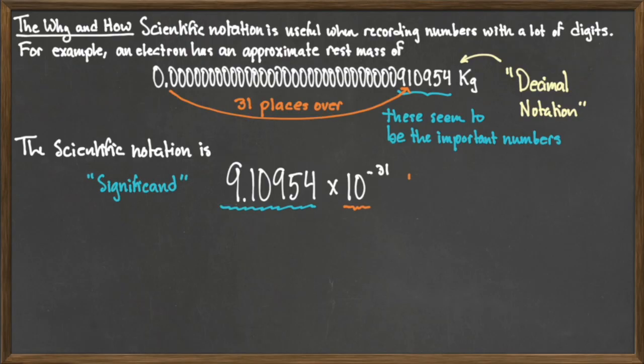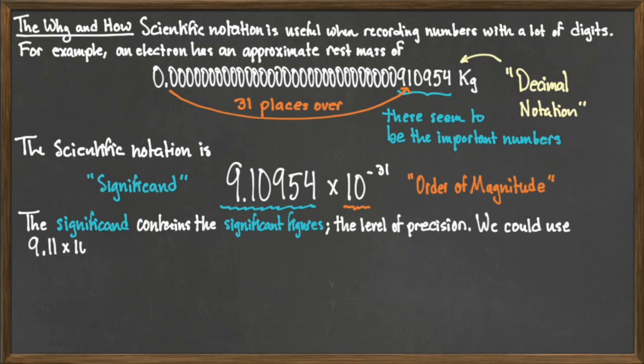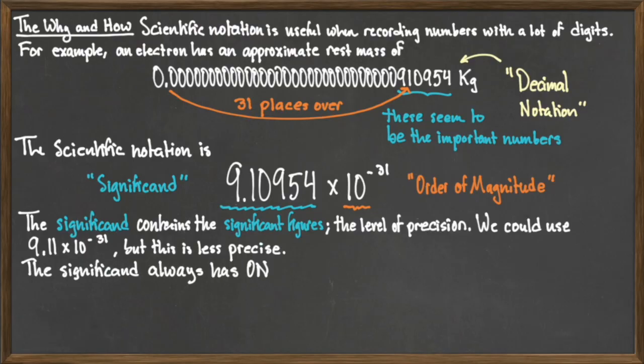The value here is known as the significand, and the 10 to some power is called the order of magnitude. The significand contains the significant figures, or the level of precision. I could have expressed this number as 9.11 times 10 to the negative 31, and even though it's still accurate, it's just less precise. So depending on the application, the more significant figures I want to record. The significand always has one integer to the left of the decimal, where the rest are to the right.